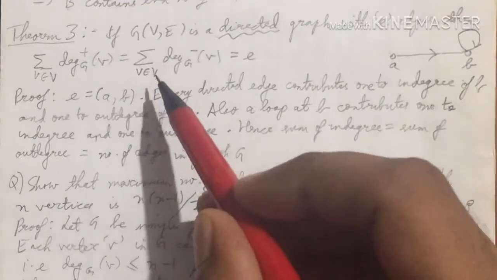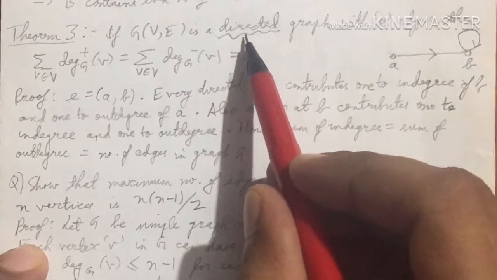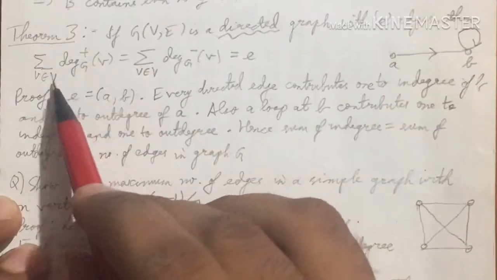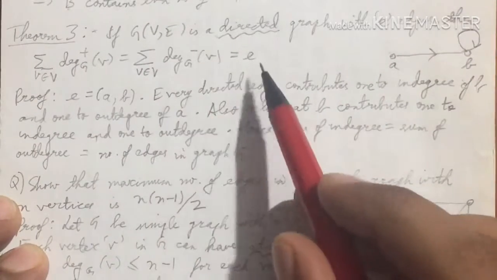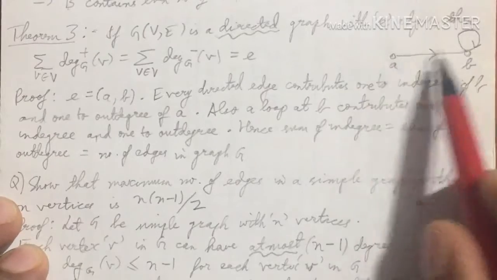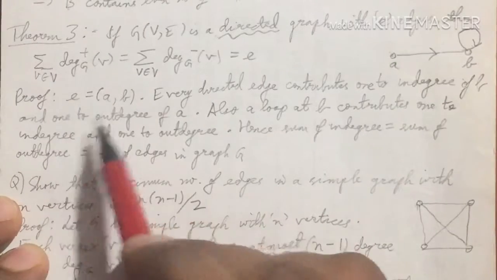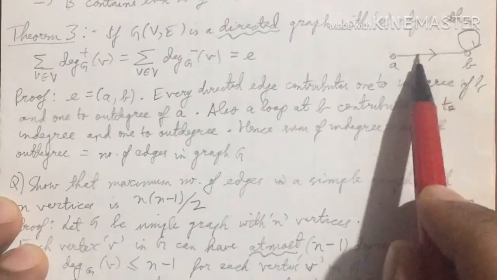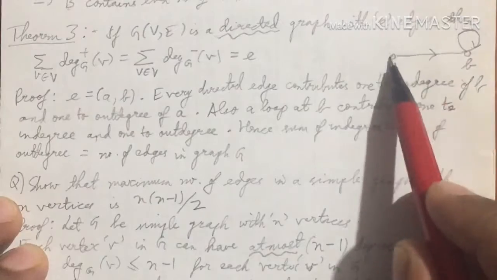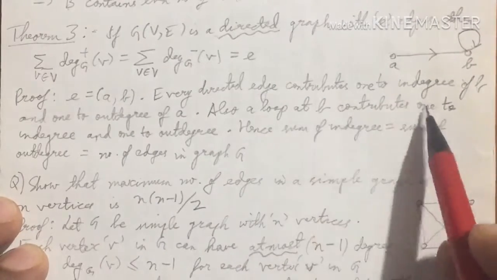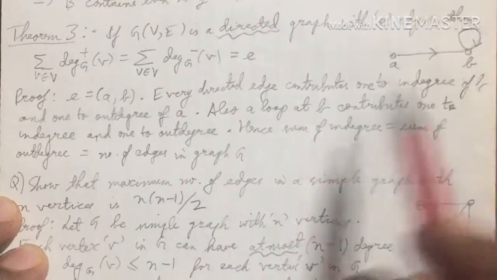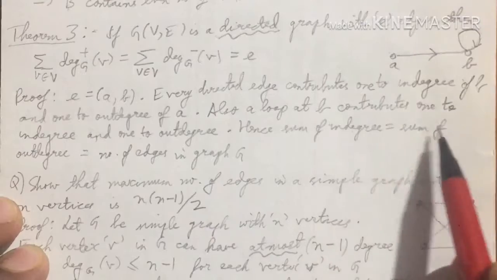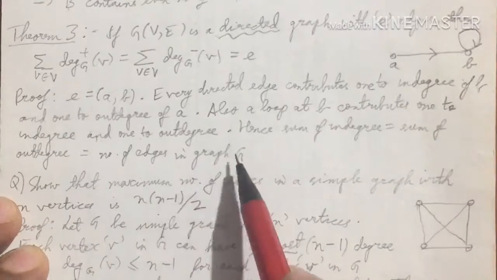Theorem 3. This is similar to the handshaking theorem except that this is for a directed graph. If G(V, E) is a directed graph with E edges, then the sum of the out degrees is equal to the sum of the in degrees, which is equal to the number of edges. So this is a graph. Let E equal (A, B). Every directed edge contributes 1 to the in degree of B here and 1 to the out degree of A. Also, a loop at B contributes 1 to the in degree and 1 to the out degree. Hence, the sum of the in degrees is equal to the sum of the out degrees, which is the same as the number of edges in graph G.